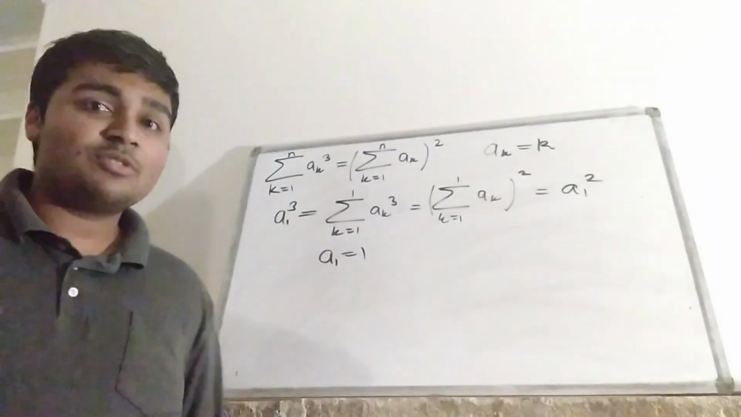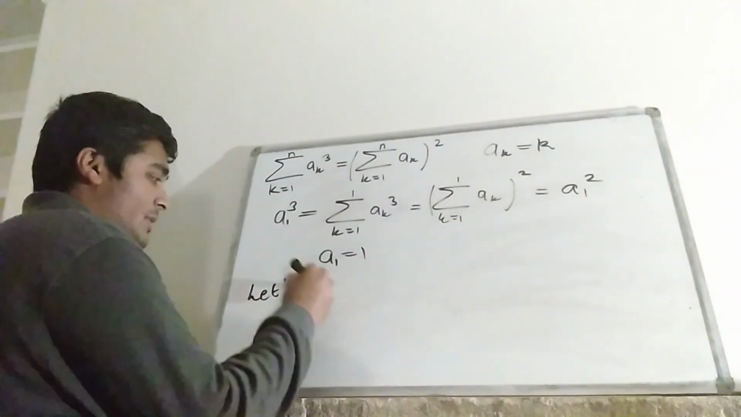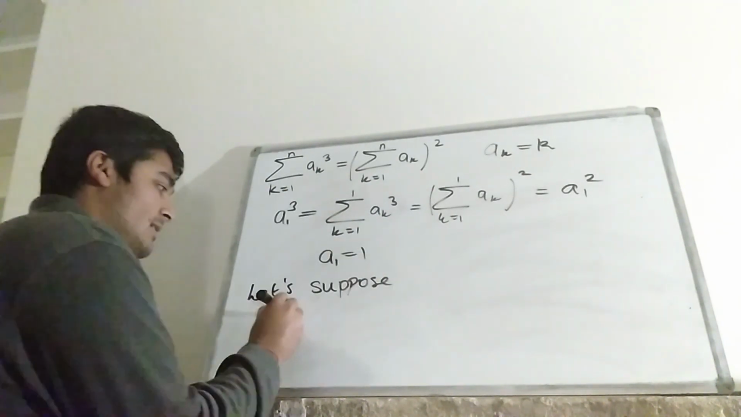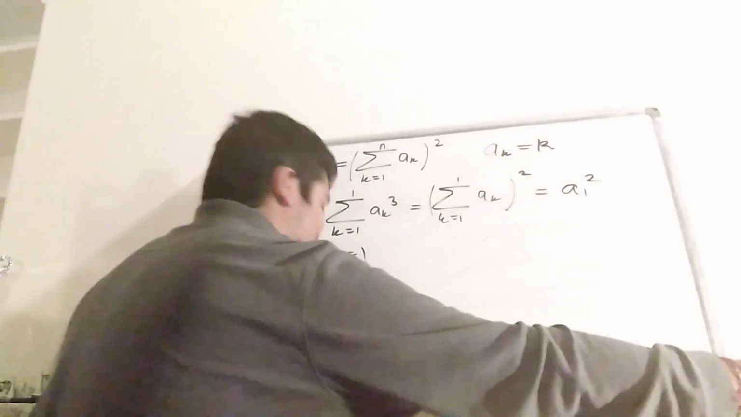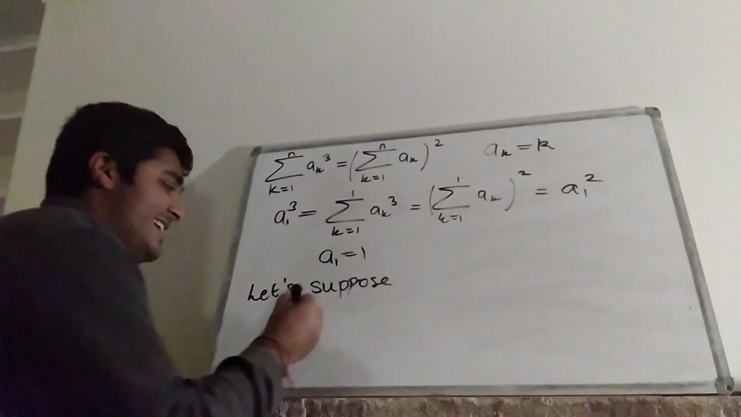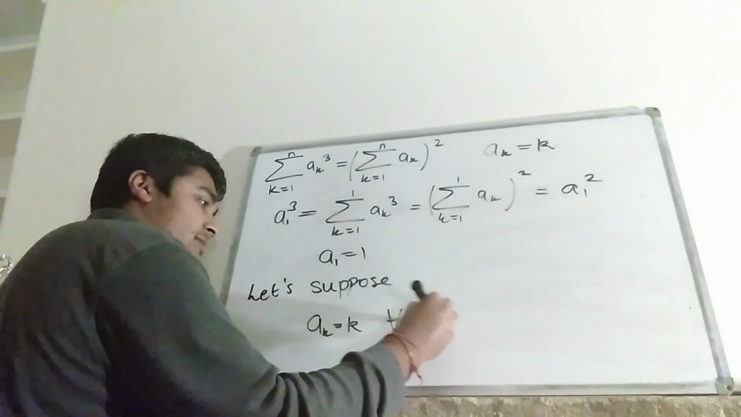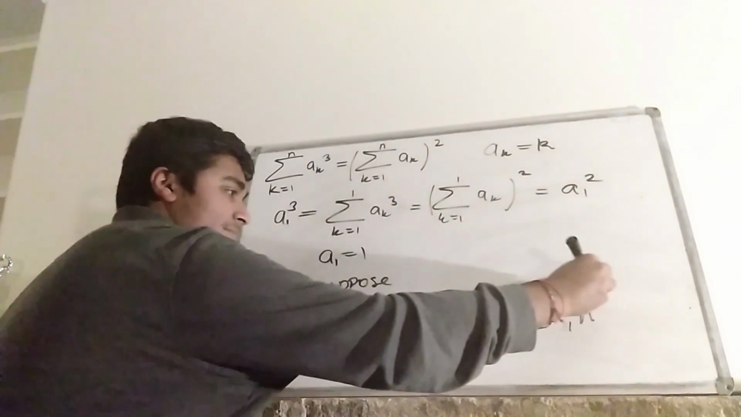Now let's make an assumption. We're actually going to use strong induction. Let's suppose a_k equals k for all k from 1 all the way up to some number n.